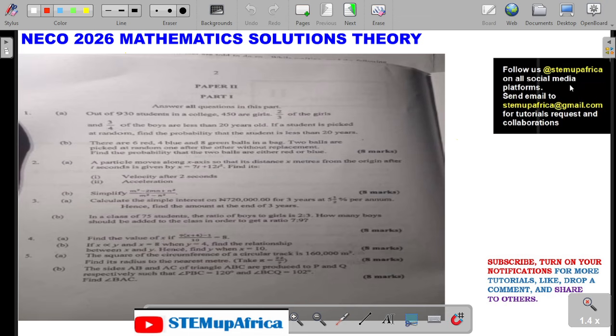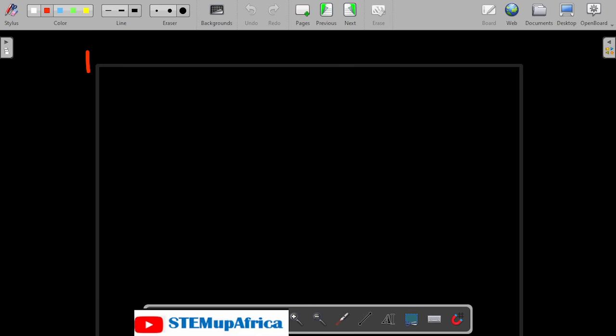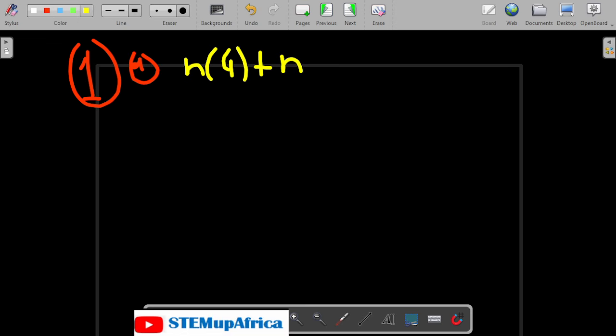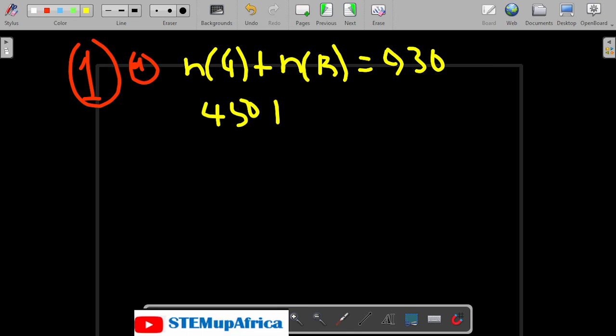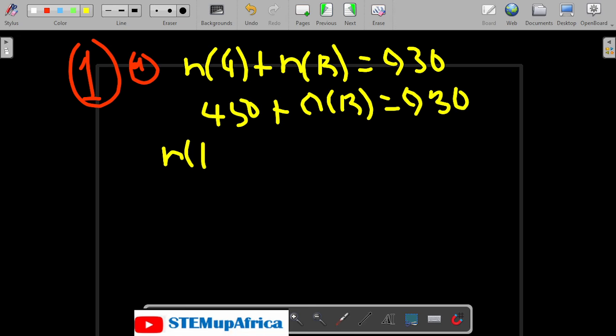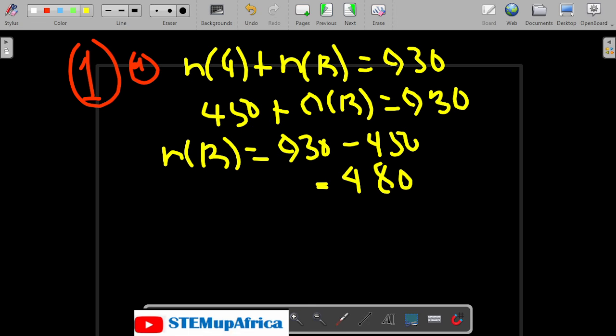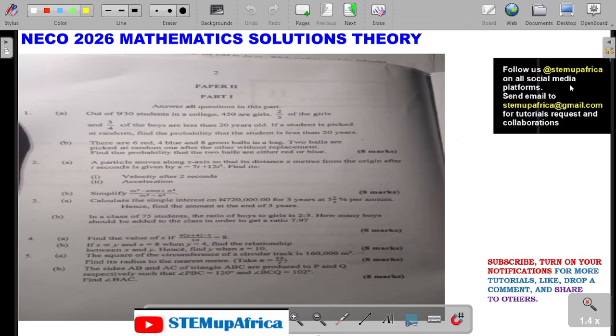So, if the total students is 930 and 450 are girls, let's get the number of boys in the school. So, solution to number 1A. We have numbers of girls plus numbers of boys give us 930. So I'm having 450 plus numbers of boys will give us 930. So the numbers of boys will simply be 930 minus 450. That will give us 480.